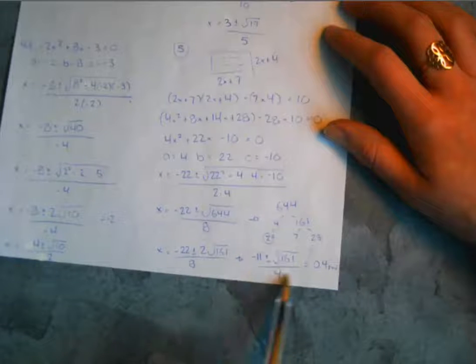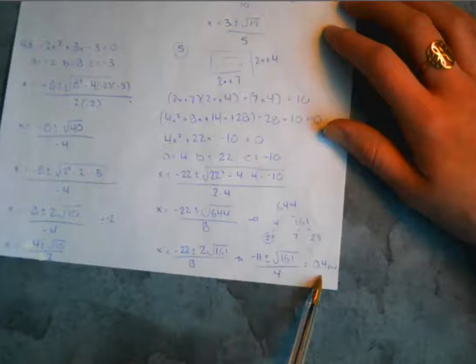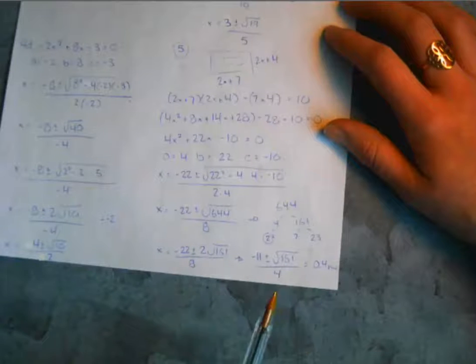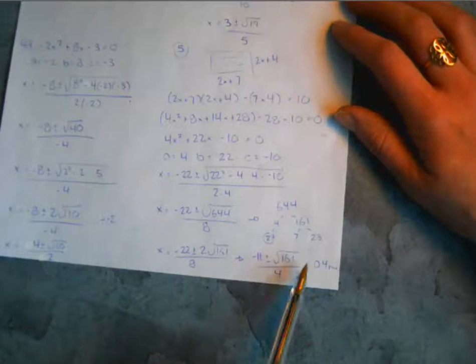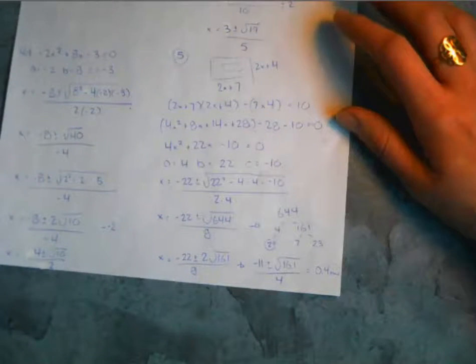You can try 2 different ones. Obviously, if you get a negative answer, that's not going to be acceptable. So you want to go with a positive answer, which was 0.4. And so that tells us that her border needed to be 0.4 meters wide. Okay.